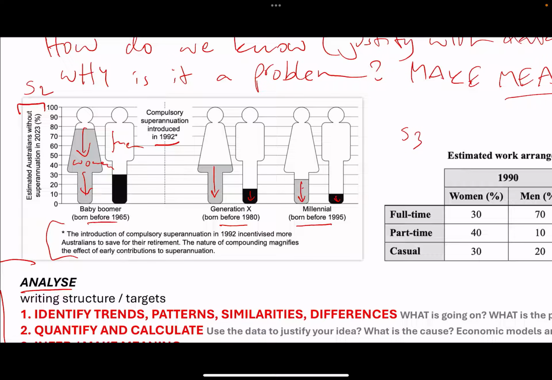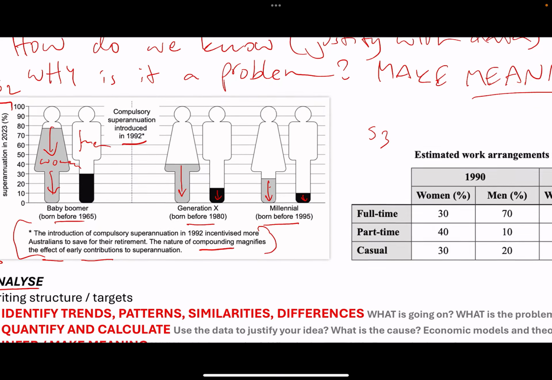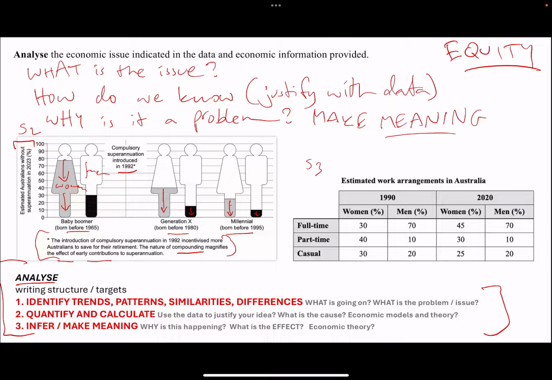Always read your little bits at the bottom. The introduction of compulsory superannuation in 1992 incentivised more Australians to save for retirement. The nature of compounding magnifies the effect of early contributions to superannuation. So when you're young, any dollar you put in superannuation, the compound interest paid on that is worth more than the dollar that you put in your 50s. You won't get as much compound interest on that. We're still trying to figure out what the issue is. Source number 3. We see that we've got, once again, women and men and women and men.